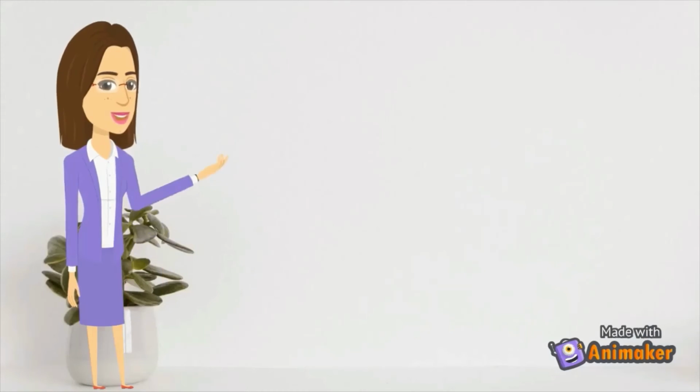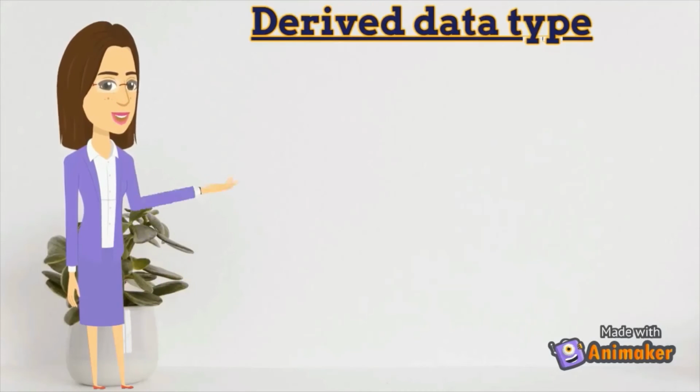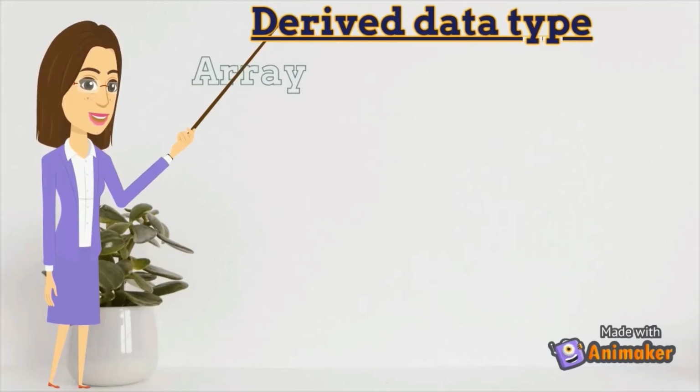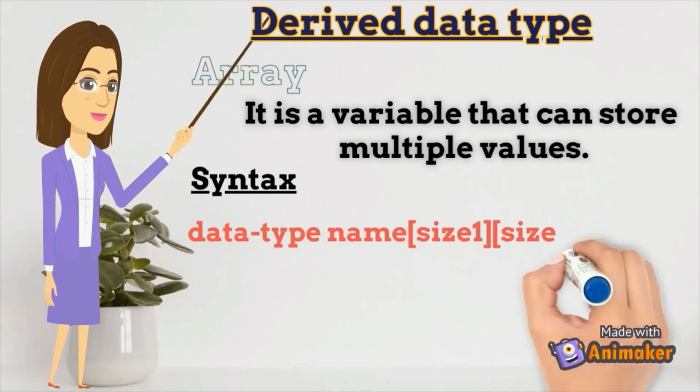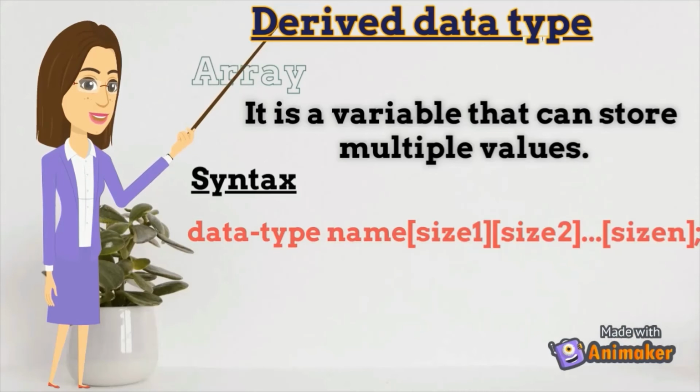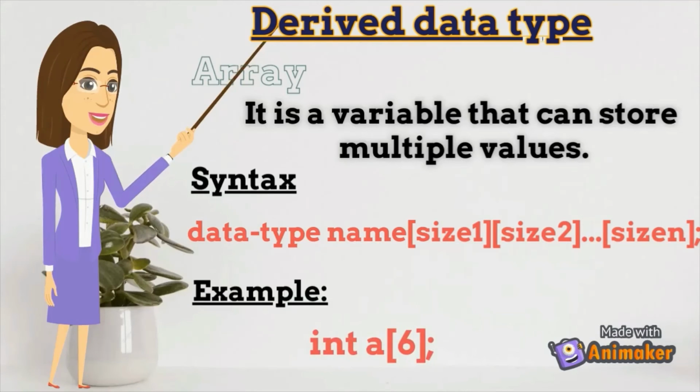Second type in data type is derived data type. In this we have array. Arrays are used to store multiple values in a single variable, instead of declaring separate variables for each value. Here we can see the syntax, that is data type, name of size 1, size 2 up to size n. Here we can see the example of it, that is int a of 6. In this, variable a stores 6 different values in it.